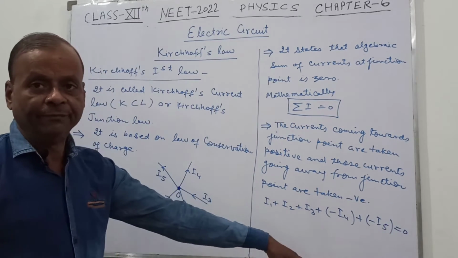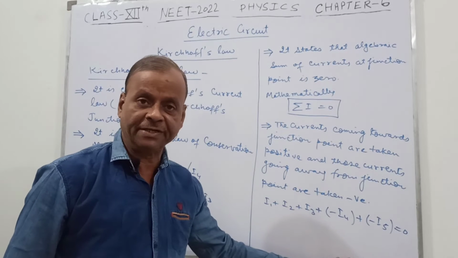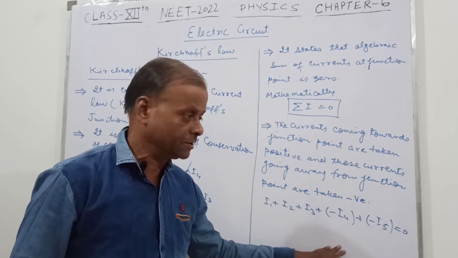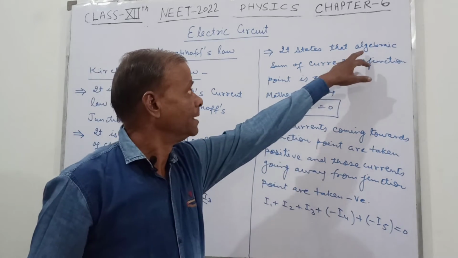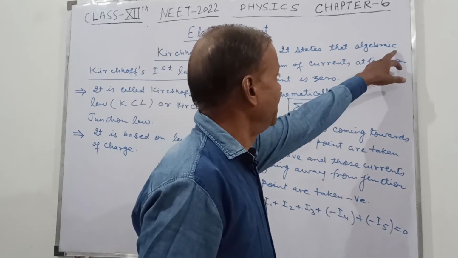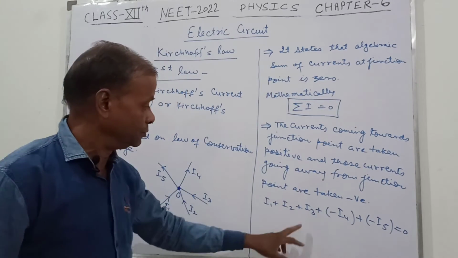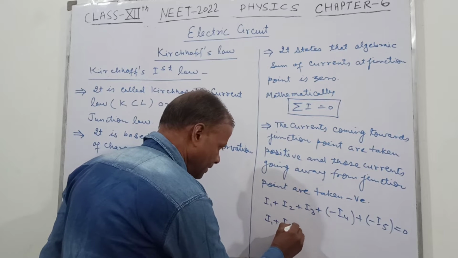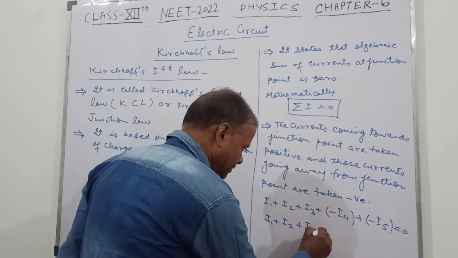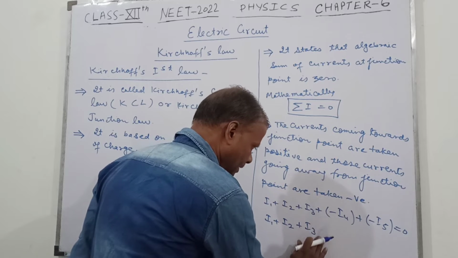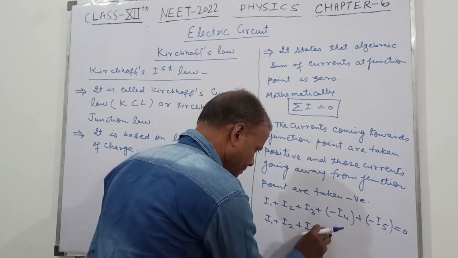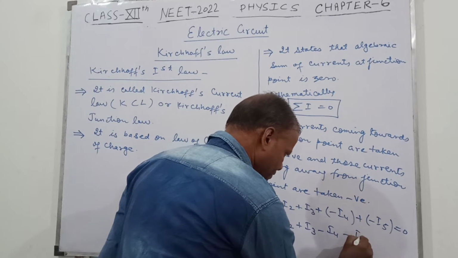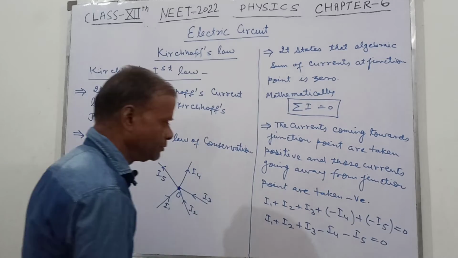Algebraic sum means that you have to consider the sign also. If current is negative, then you take it negative. If positive, then take it positive. We have to find the algebraic sum. So that we have I1 plus I2 plus I3 minus I4 minus I5. This is equal to 0.